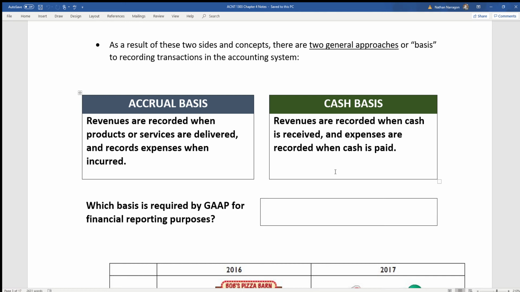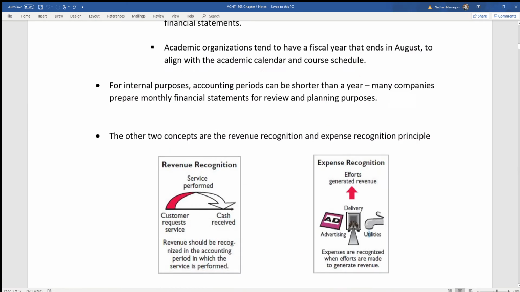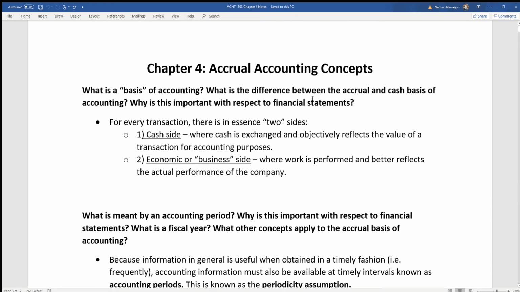And when we look at these, cash itself, I mean, it's great and all, but it doesn't give you the accurate economic picture. Again, if you look up here, cash does the cash side, but it doesn't really do the economic or business side. It doesn't reflect the actual performance of the company. While the accrual side, since it's recognizing when revenue is earned or expenses are actually used, has more of a business side to it, along with the cash side.